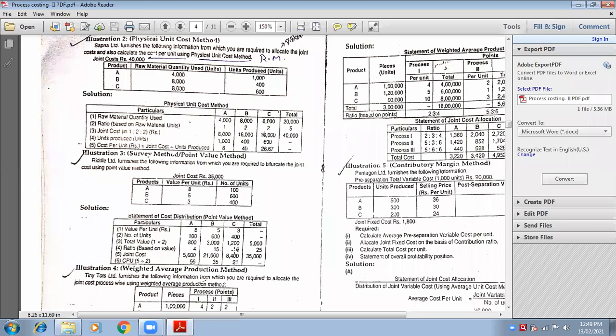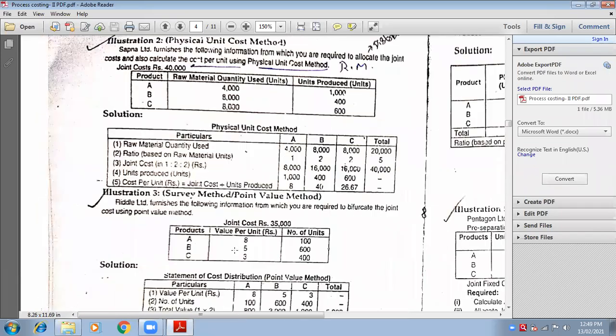Is the screen visible clearly? Yes, ma'am.